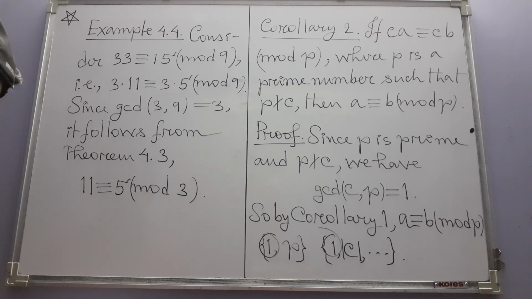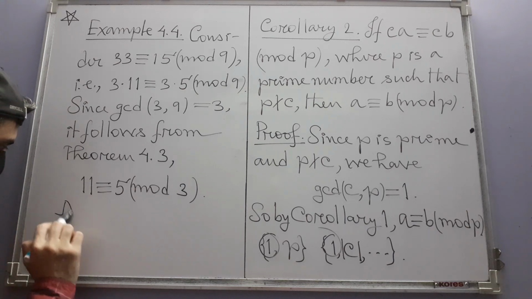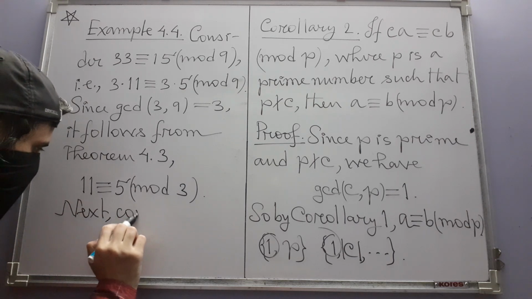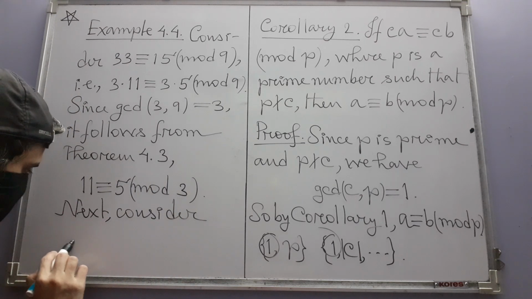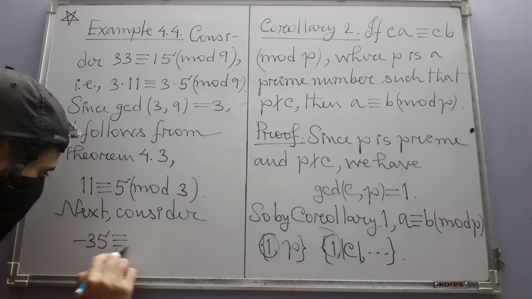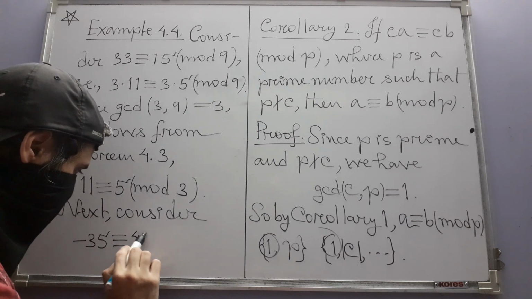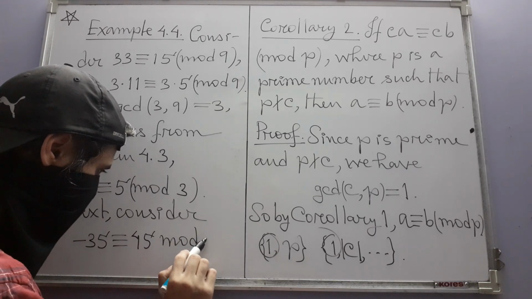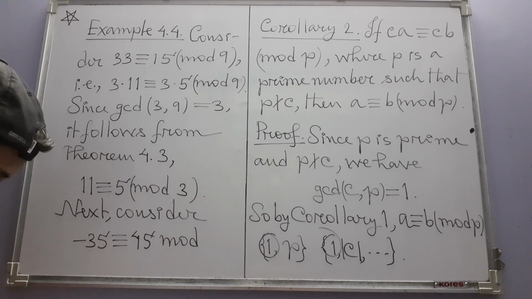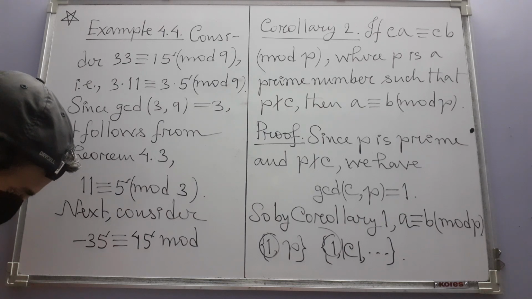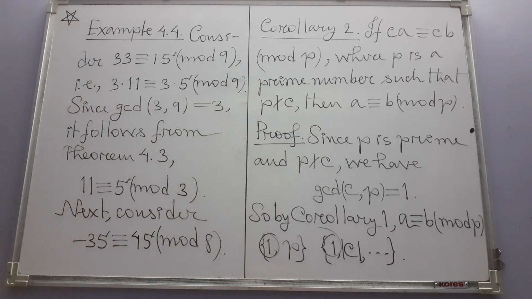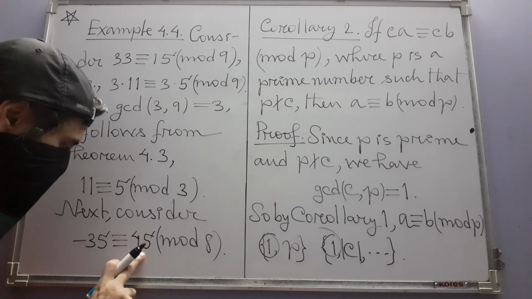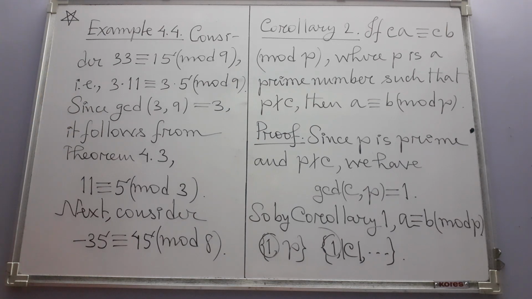Let's see another one. Next, consider this congruence. Minus 35 is congruent to 45 mod. What is the modulus here? 8, okay. The difference between 45 and minus 35 is 80, and 80 is divisible by 8, of course.